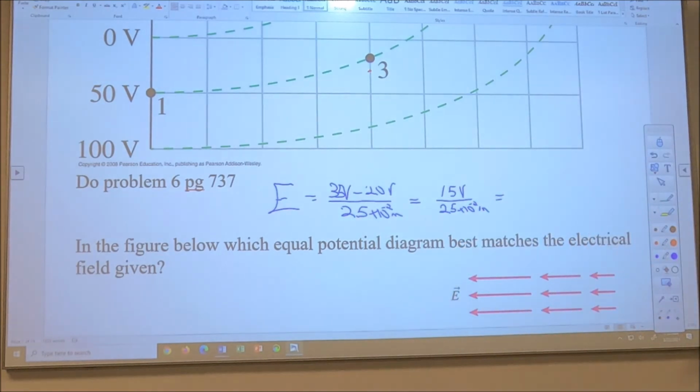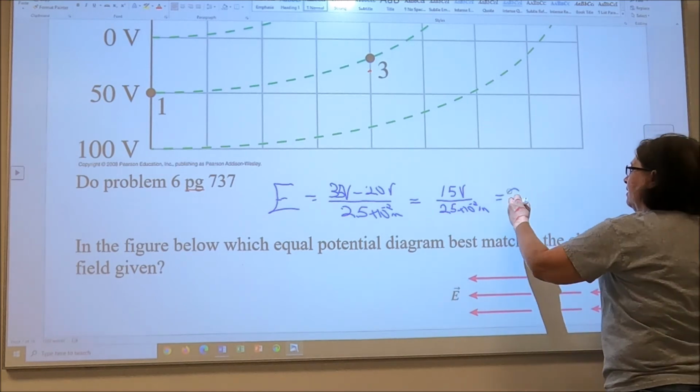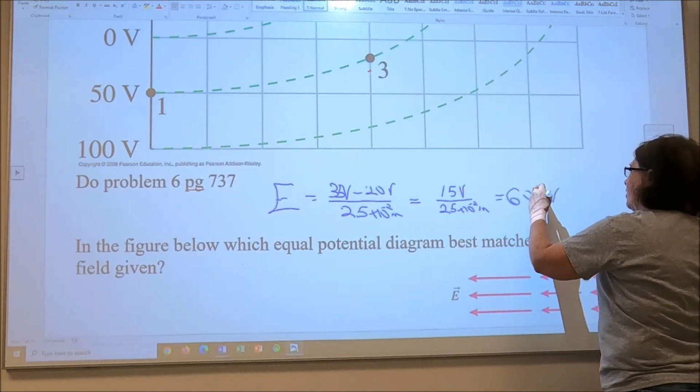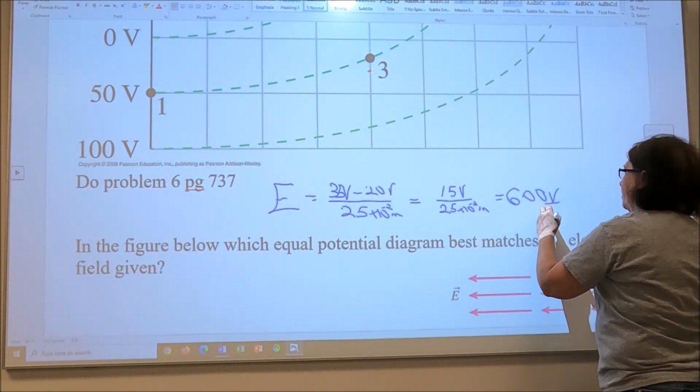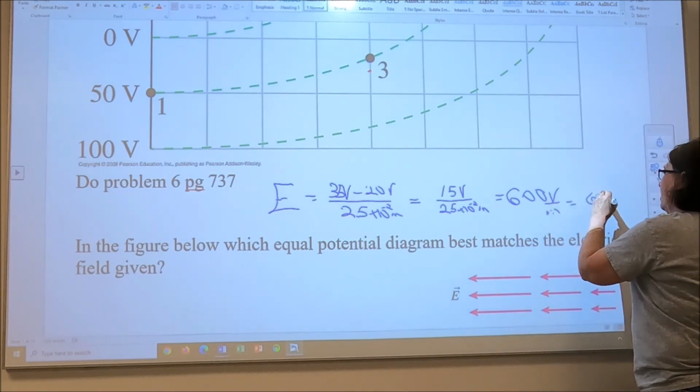Now you guys can pop through the division very quickly. Okay, so 15 divided by 2.5 exp2 negative, so I get 600 volts per meter, which is 600 joules.